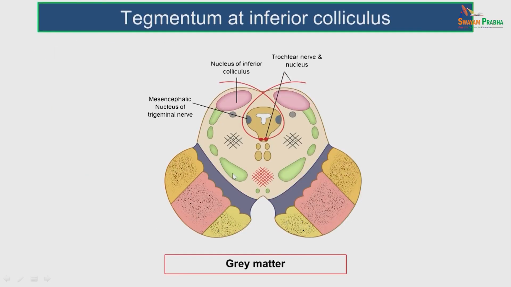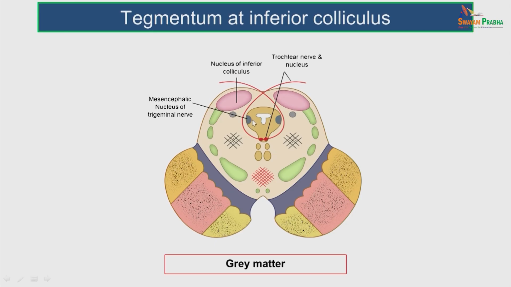Now, let us see. We have studied the crus cerebri and substantia nigra. Let us see what are the structures at the tegmentum. There are two levels, one at the inferior colliculus and one at the superior colliculus. At the inferior colliculus, in the periaqueductal grey matter, in the anterior aspect you can see the nucleus of the trochlear nerve.